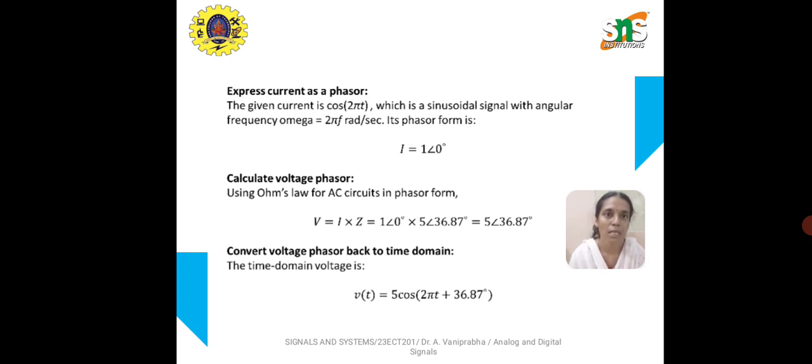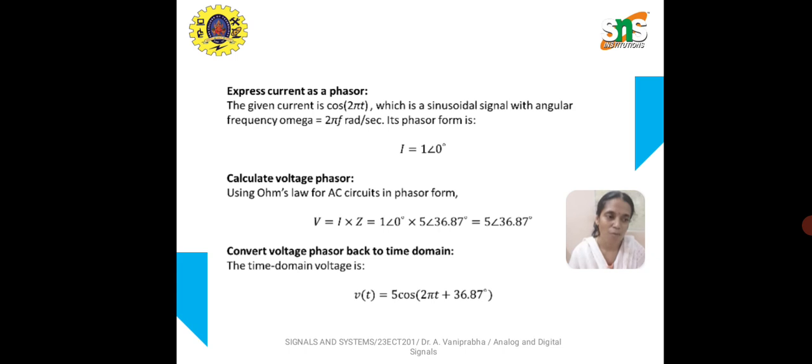So next is to calculate the voltage phasor. As per Ohm's law, the voltage along a closed loop is equal to the current flowing through the circuit times the impedance. Therefore, V is equal to I into Z. We know what I is: I is equal to 1, and the phase angle is 0. Whereas the impedance we have found as magnitude 5 with the phase angle.